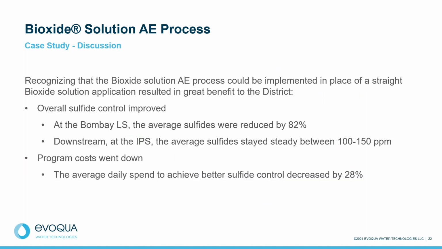The bauxite AE process provided significant cost savings while providing better sulfide control. At the Bombay lift station, the average sulfides were reduced by 82%, and at the IPS lift station, they were able to control their sulfides within their 100 to 150 ppm goal. And this is all while reducing their average daily spend by 28%.